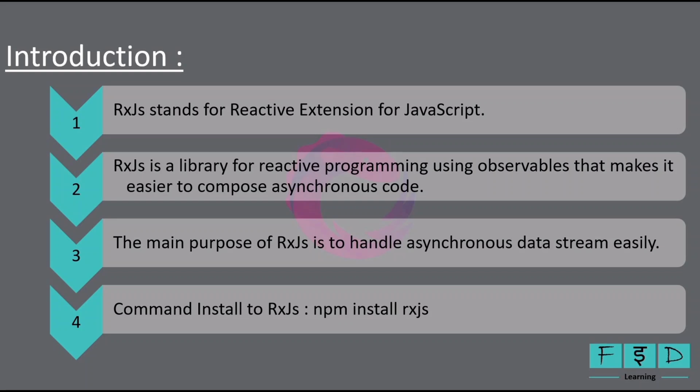Now next, what is the purpose of RxJS? The main purpose of RxJS is to handle asynchronous data streams easily. Now what is meant by asynchronous programming? Asynchronous programming is the concept that allows your code to run in the background without blocking the execution of other code. How to install RxJS? You can install RxJS by using the command npm install rxjs.